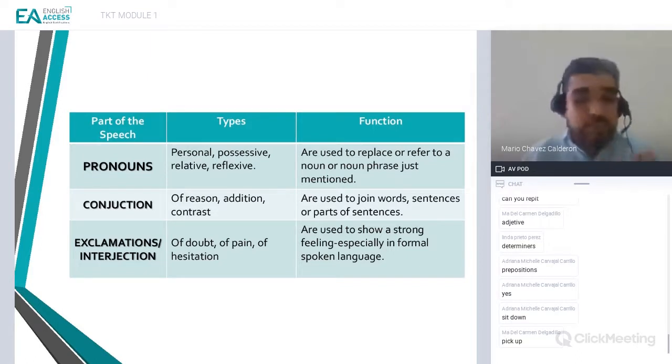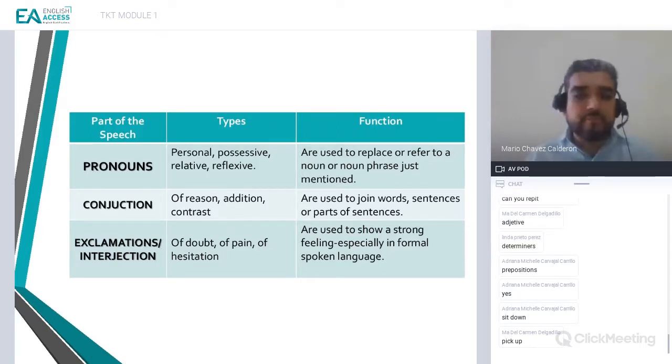Conjunctions, like conjunctions of reason, addition, contrast, are used to join words, sentences, or parts of sentences. For example, of reason, like because, right? Or as a matter of fact, or in fact, right? Of addition, like in addition, or besides, right? Of contrast, like but, or whereas, or however.